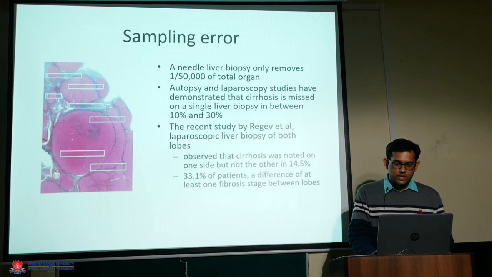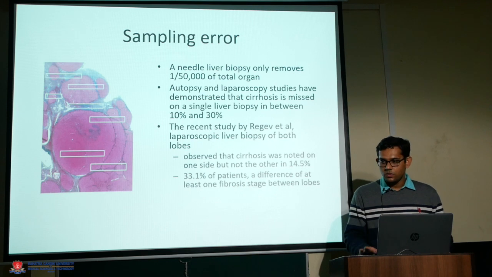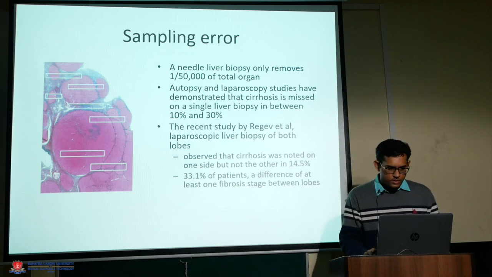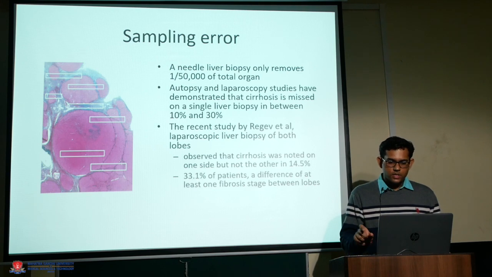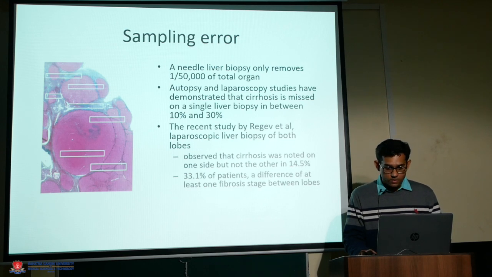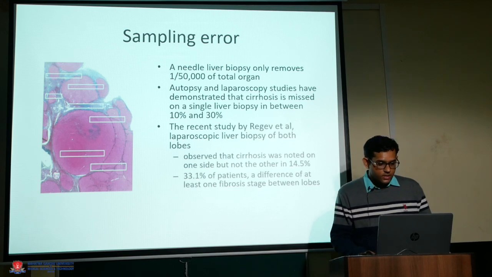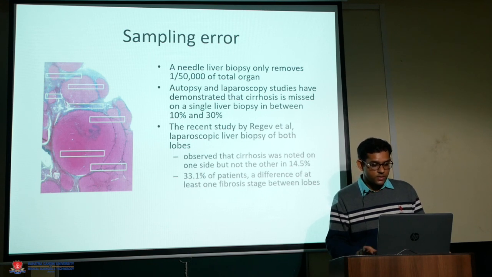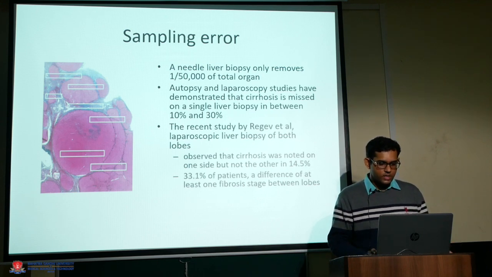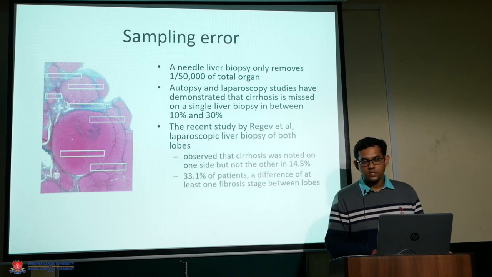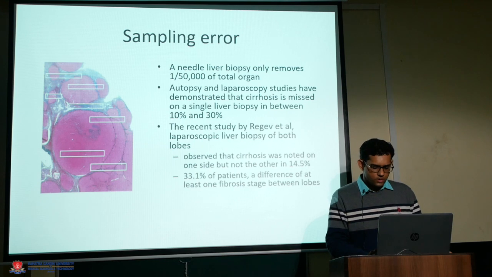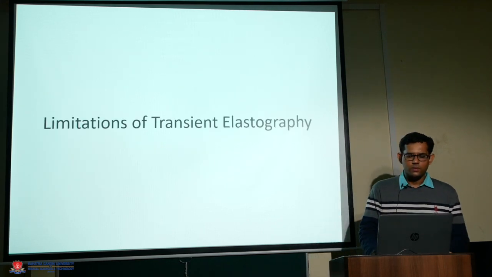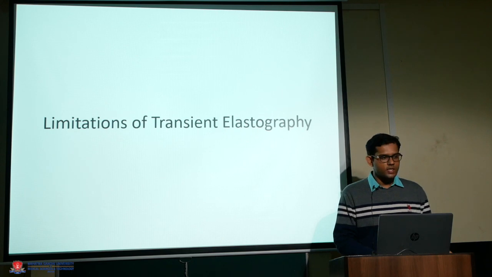A sampling error, that is, a needle biopsy only removes 1 by 50,000 of the total organ. That is a very small piece we take in a liver biopsy. And also autopsy and laparoscopic studies have demonstrated that cirrhosis is missed on a single liver biopsy in between 10 to 30% of the patients. A recent study suggests that on laparoscopic liver biopsy of both lobes, cirrhosis was noted in one side but not the other in 14%. Now, that is odd, right? And in 1/3 of the patients, a difference of at least one fibrosis stage was there between lobes. So these are basically fallacies of having a liver biopsy done, but all said and done, it is still the gold standard.